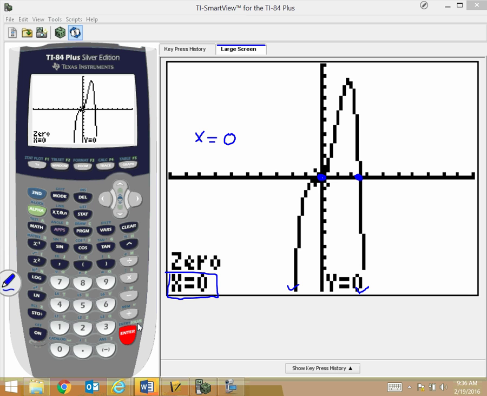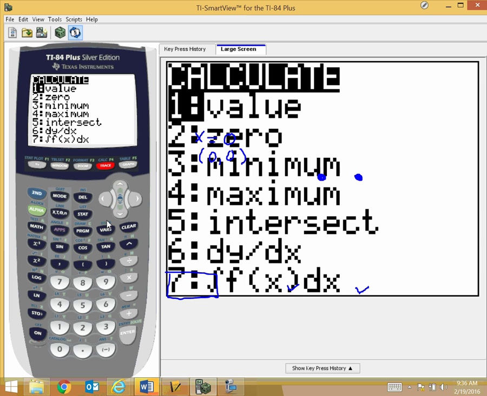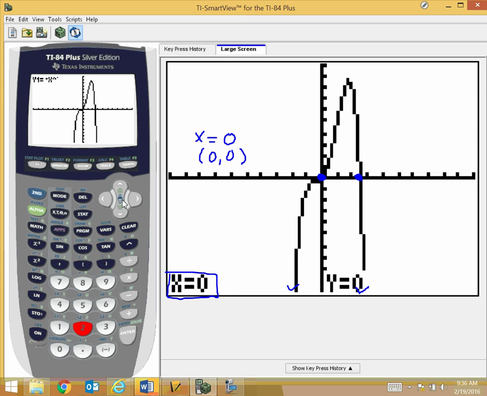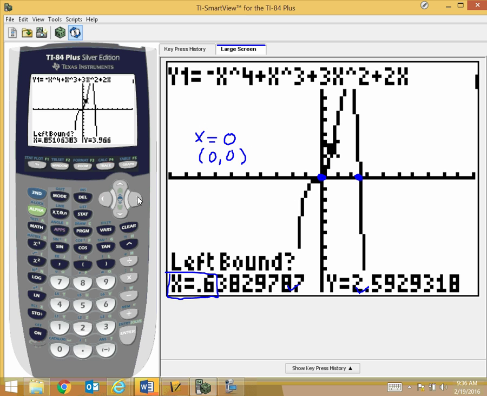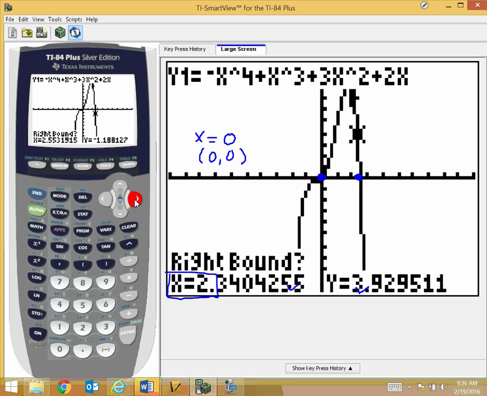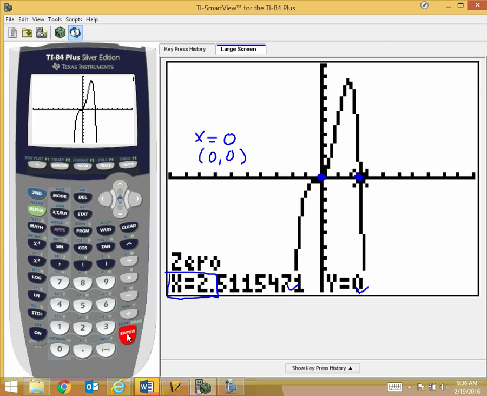As an intercept, it would be written as the 0, 0, but when I name the zeros, I'm going to write them as x equals. The second 0, I'm going to go through this process again, second calc 2. And I'm going to cursor over so that this time my cursor falls just above the x-axis. That will be to the left. Hit enter. Then cursor below. Hit enter for the right bound. Hit enter one more time for the guess.